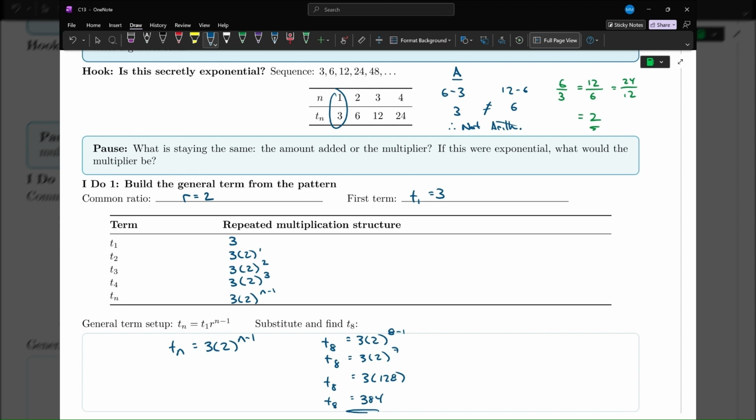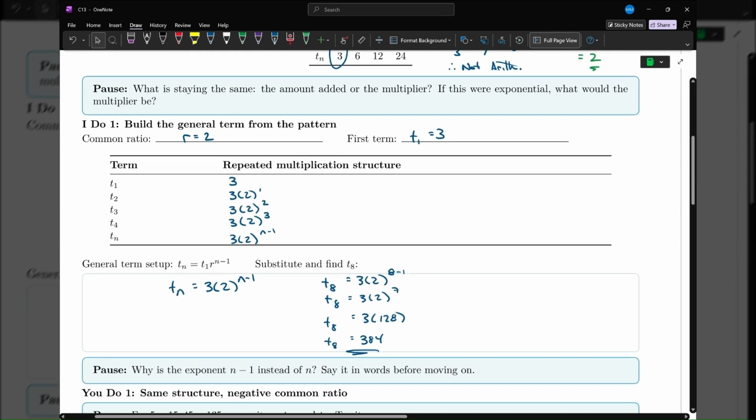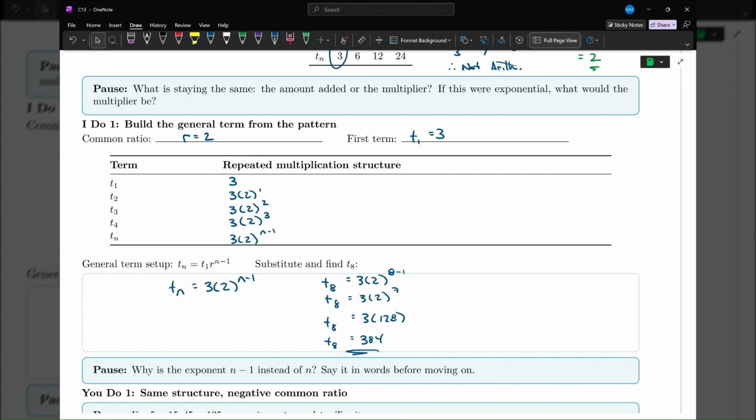So you can see that was a geometric pattern, which we'll see next year is exponential. And it's going to be like the arithmetic video: geometric sequences are exponential functions with some restrictions, which we will talk about in a minute. So as we go, pause as we move on to the same questions. I want you thinking, why is that exponent n minus 1 instead of n? Try saying that in words before moving on, and we'll move to you do 1. Pause it here, and we'll bring it back.